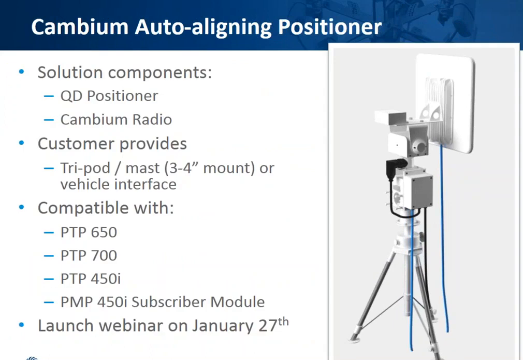Okay, so just to give you an idea what the solution contains, obviously our Cambium radio is a separate product purchase, but the quick deploy positioner actually comes as a kit. I know that Bruce Collins, who's our product manager for this product, will discuss that in detail on January 27th on the webinar, but it does include things like the positioner and some basic mounting, and it does include cables and power supplies and controller. It's a rather slimmed down, really nice version of what we've had in the past. And it is compatible with PTP 650, 700, the PTP 450i, and also 450i subscribers as well.